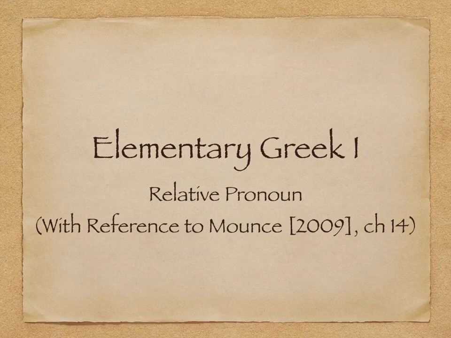Yes, we have gone through 13 chapters of the Greek noun and now the 14th, as Mounce organizes the Greek nouns. This is the conclusion, the relative pronoun. We have gone through the various cases of the pronoun: nominative, genitive, dative, accusative. We have looked at the declensions: first, second, third declension.